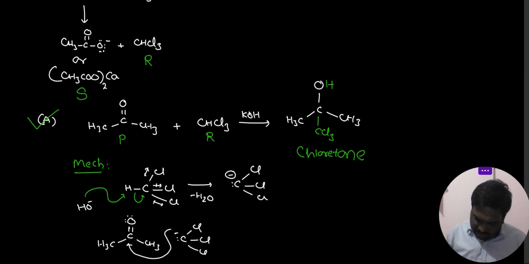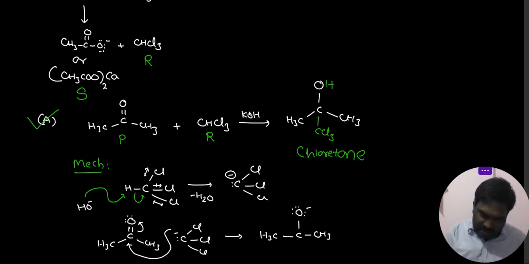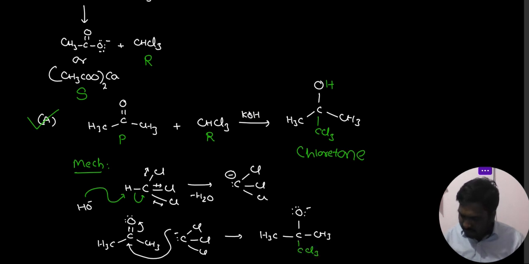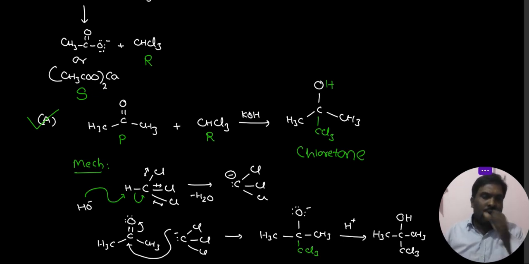Nucleophilic addition mechanism. Then CH3, CH3, here O minus. Then that CCl3 is added here, followed by acidification. Then chloretone is formed, CCl3 with OH. Understood? Chloretone is formed. So statement A is right.